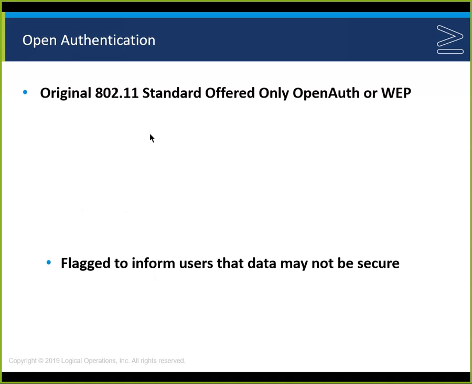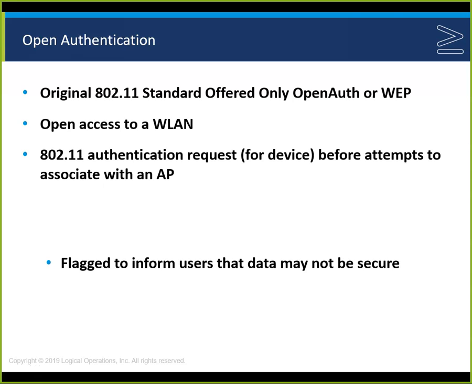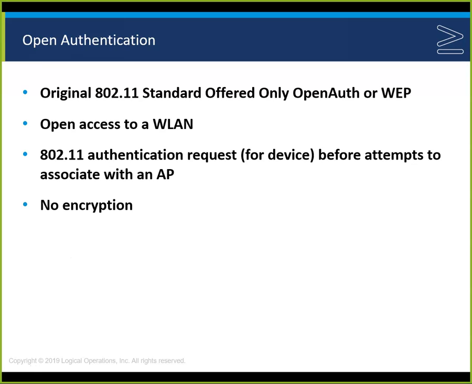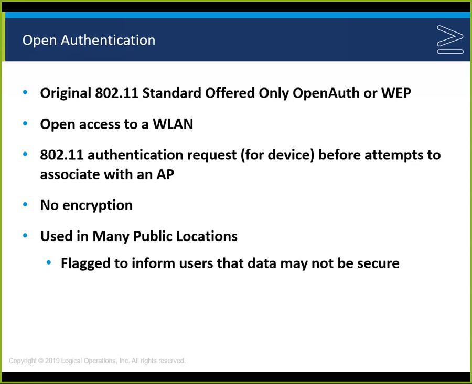Open authentication is the original open access to the wireless LAN. It's an 802.11 authentication request from the device before it attempts to associate with the AP. And what this is, again, is what we think of in terms of encryption. It's not got any encryption. It's used in a lot of public locations. When you go to the Starbucks or the McDonald's or the library or the grocery store, typically you're going to see open access points available. There's a flag to inform users that the data will not be secure. So there is no security in these open access points, no encryption.